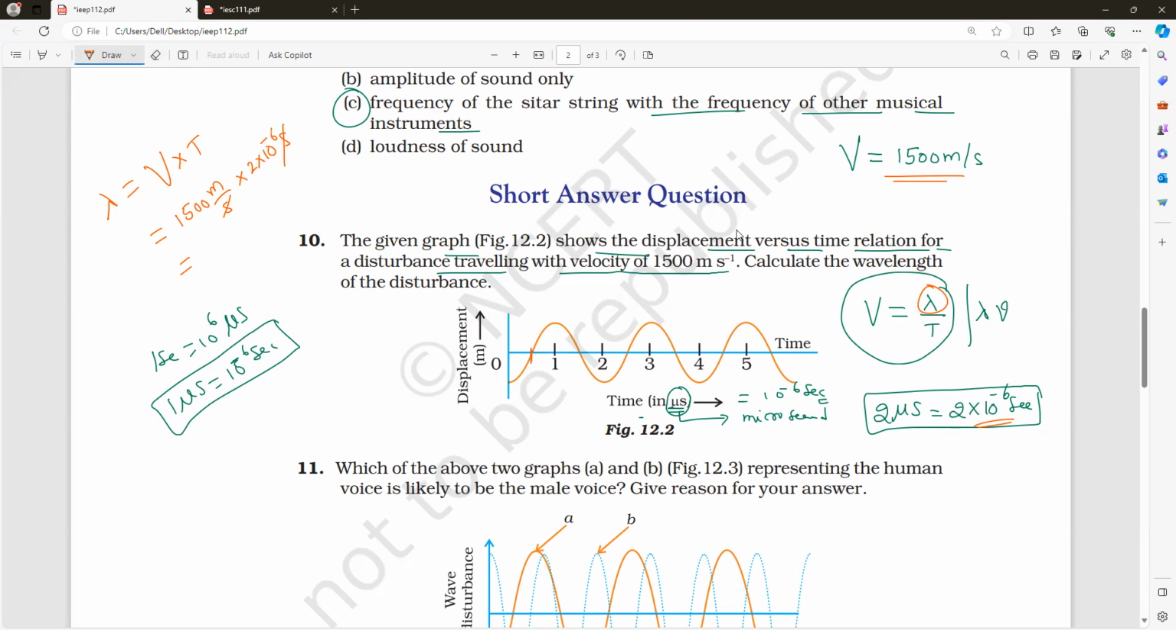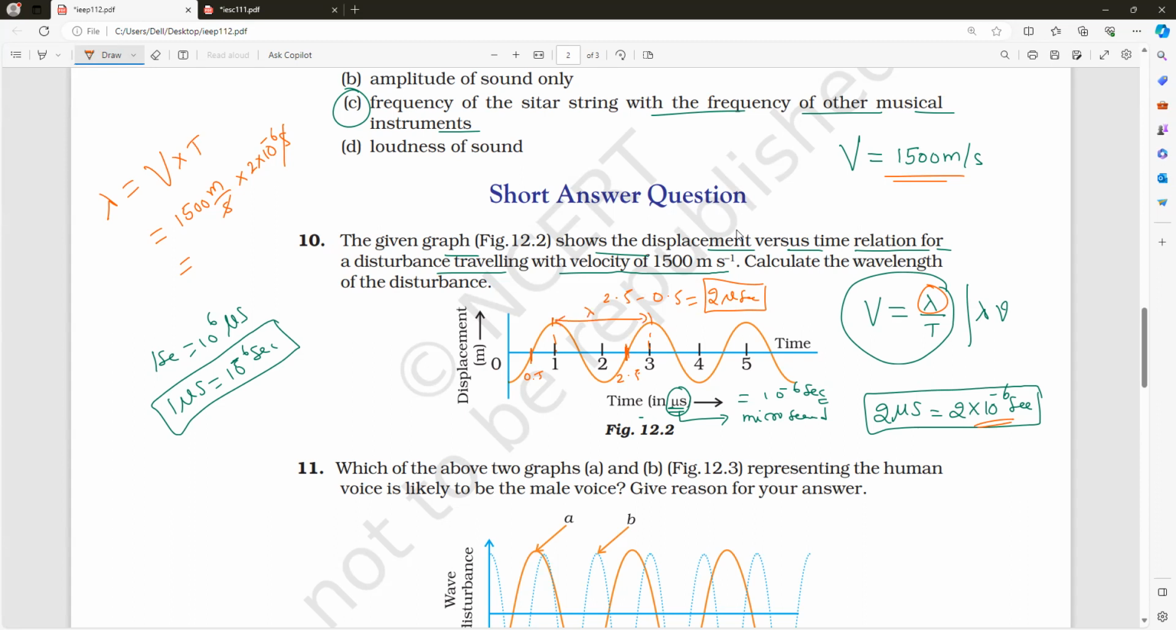Understand now? Now 0, here definitely what will be there? 0.5. Is it okay? Yes, sir. Then here what is that? 2.5. Now 2.5 minus 0.5, how much? 2.5 minus 0.5 is equal to 2 only. Do you understand? Yes, sir. Anywhere is your choice, but it is easy to calculate between crest to crest. That is our wavelength.